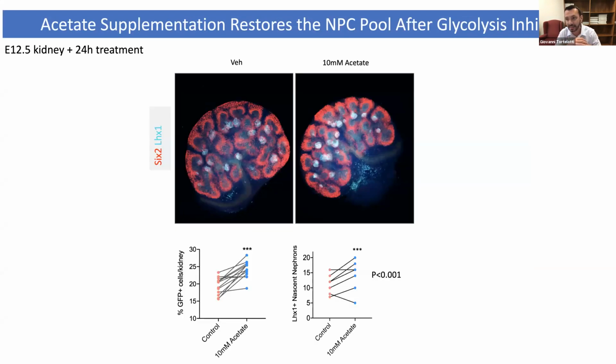But as I said, acetyl-CoA is a key molecule that links glycolysis with cholesterol biosynthesis, right? So we ask ourselves how acetyl-CoA, or in this case acetate, so we provide acetate to developing kidney, how does it affect the development of the embryonic kidney? And when we treat, again, E12.5 kidneys for 24 hours in the presence of 10 millimolar of acetate, what we see is an increase in the red stain here, the cap mesenchyme. We see it's a bigger cap mesenchyme with more cells in it. So overall, the kidney actually looks pretty good.